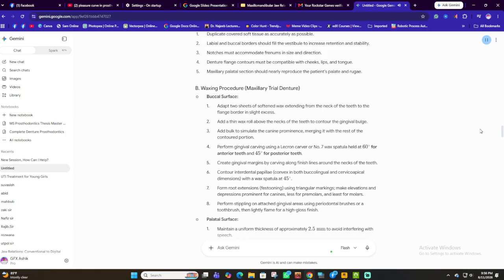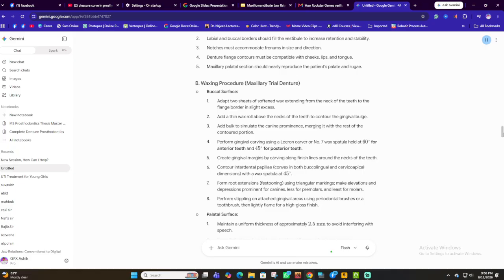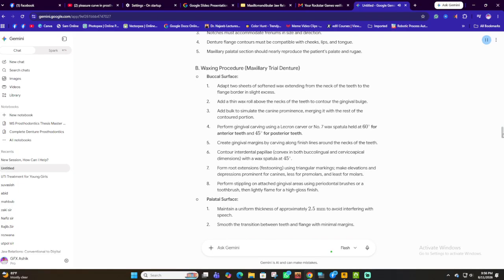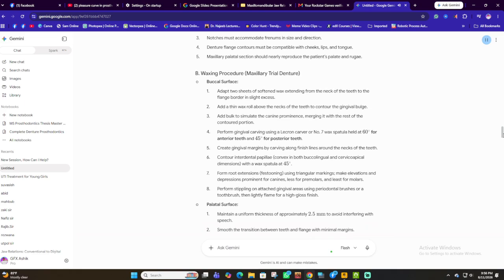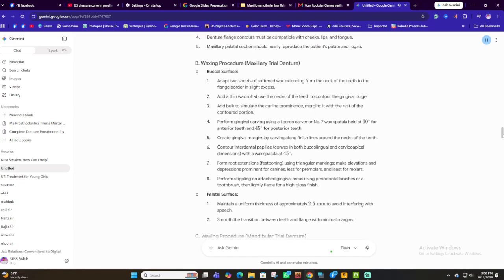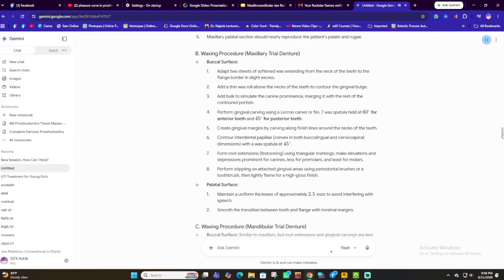Form root extensions, festooning, using triangular markings. Make elevations and depressions prominent for canines, less for premolars, and least for molars. Perform stippling on attached gingival areas using periodontal brushes or a toothbrush, then lightly flame for a high gloss finish. Palatal surface: maintain a uniform thickness of approximately 2.5 mm to avoid interfering with speech. Smooth the transition between teeth and flange with minimal margins.